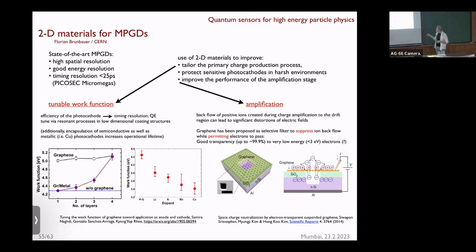Their openings inside the graphene monolayer are so small that ions cannot drift through, but electrons, as has been shown in this experiment here, can travel through with a transparency of up to 99.9%. So this is a very efficient filter that stops the backflow of ions into the detection region if you can build monolayers of graphene and spread them over a very large area.